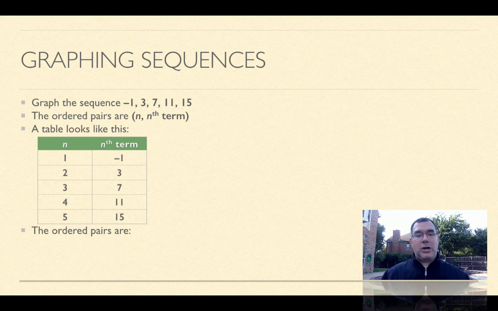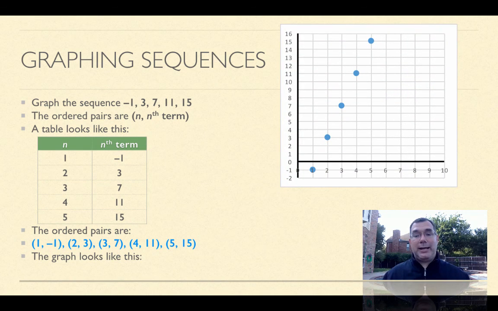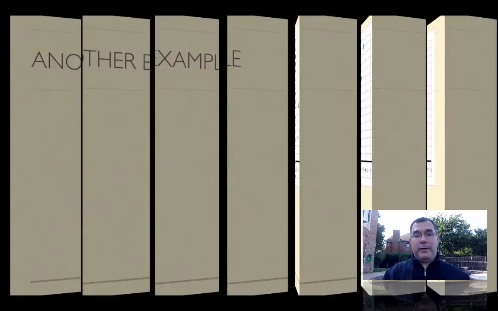I've got n in the first column and then what the terms are in the second column. So the ordered pairs are each row put in parentheses, (1, -1), (2, 3), and so on. So if I graph those, that's what it looks like. And if you graph them, you'll see that they line up. If you were to draw a line, it would go through all of those points very, very nicely.